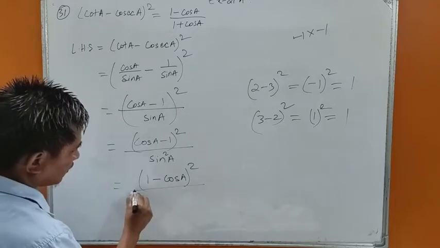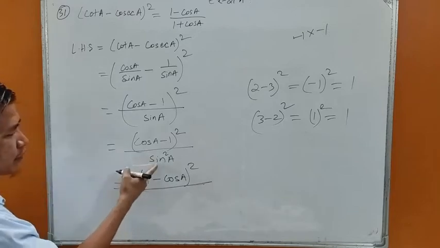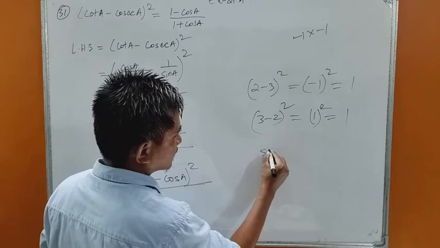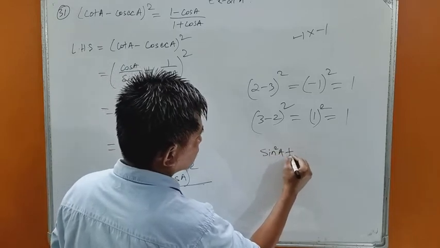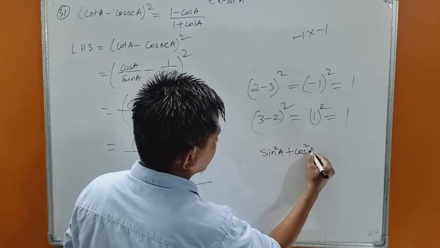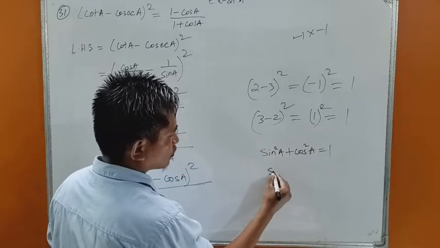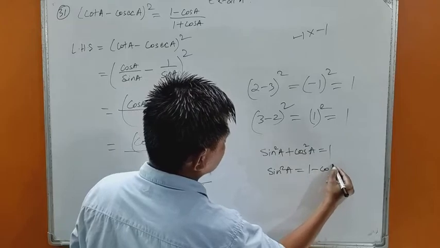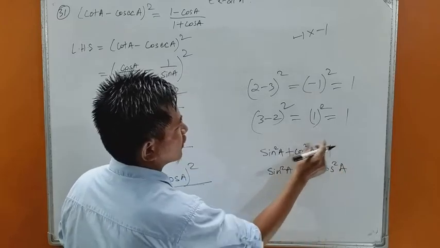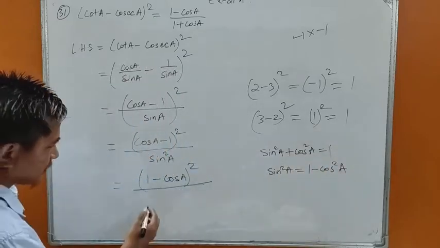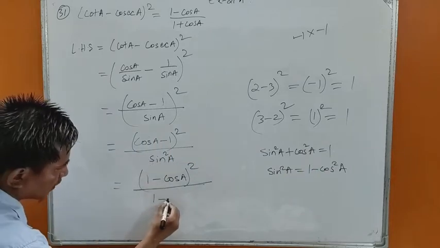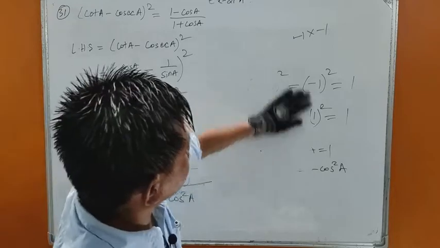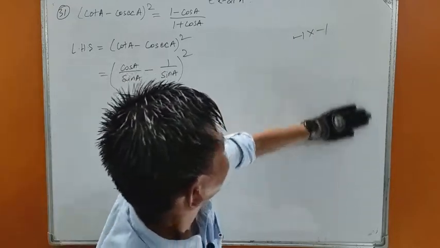So I hope you got this. Now in the denominator we have sin square A. Sin square A means 1 minus cos square A, isn't it? Sin square A plus cos square A equals 1, isn't it? So sin square A equals 1 minus cos square A. This plus cos square A goes to the right hand side. So sin square A can be written as 1 minus cos square A. Are you getting me? Why not? You are very intelligent, isn't it?